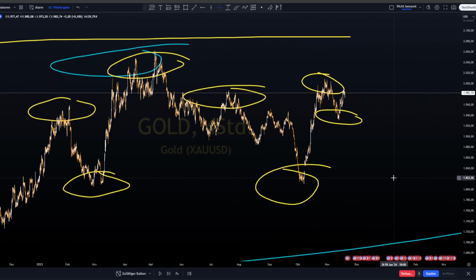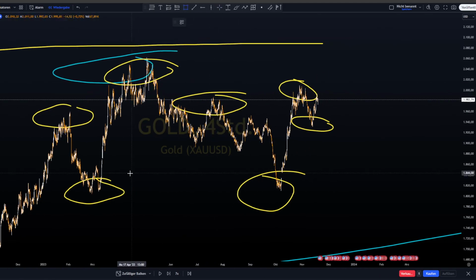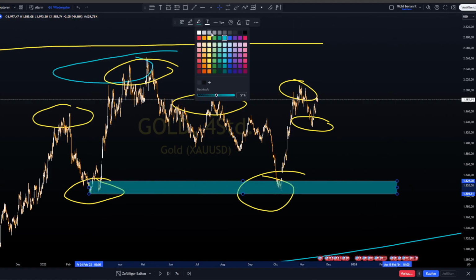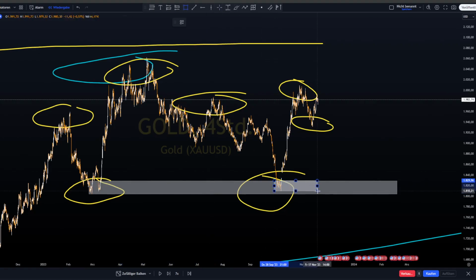And what I'm marking out now, what I'm telling you right now, I'm doing in my mind. So I don't need to drag lines or boxes. I see it. I don't need to draw anything. I'm trading on naked charts. But for learning purposes, I'm going to mark them out for you.